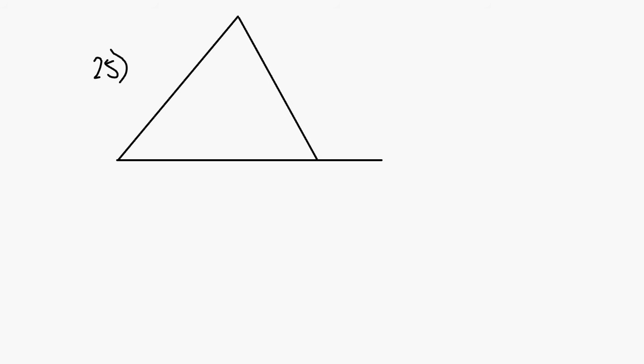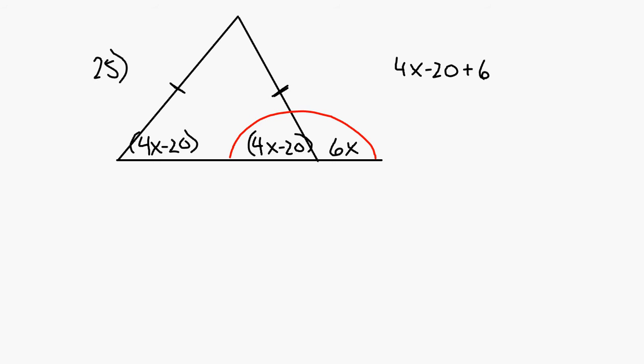Number 25. 4x minus 20, a base angle. And then you have an exterior angle that's 6x. Now, since this is an isosceles triangle, these base angles are congruent. So this angle on the right is 4x minus 20. These two angles are a linear pair, so they sum to 180. So your equation is going to be 4x minus 20 plus 6x equals 180.